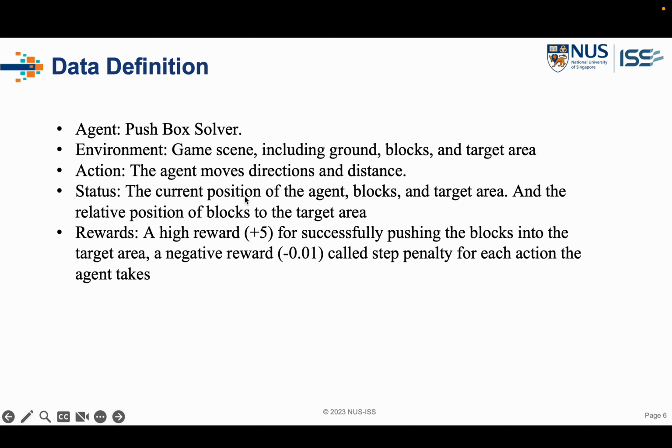This is our data definition. The agent is the push boxes solver, and the environment is the game scene including ground, blocks, and target area. The actions are discrete, which has 7 moves, direction, and distance. The states contain the current position of the agent, blocks, and the target area. For the reward, a high reward of 5 for successfully pushing the block into the target area, and a negative reward of negative 0.01, called a step penalty, for each action the agent takes.